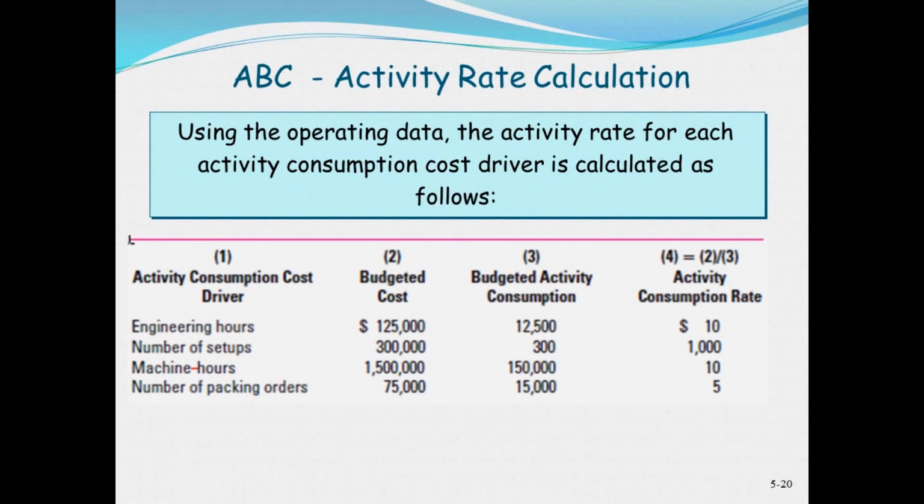So just as we figured out using direct labor hours, a rate for direct labor hours, you would figure out a rate for each of these activities based upon the total cost, the total number of units of whatever the driver was, and so that would give you a cost per unit. $10 per engineering hour, $1,000 per setup, $10 per machine hour, and $5 per order. Okay, so you now have a rate by activity that you're working with.